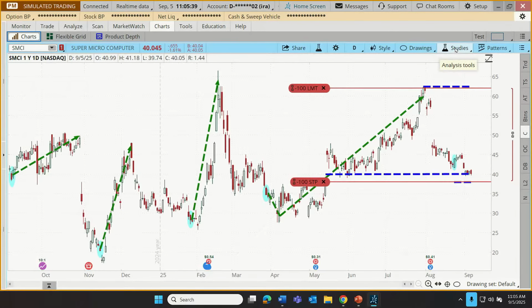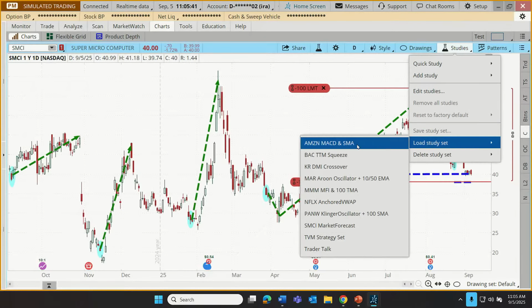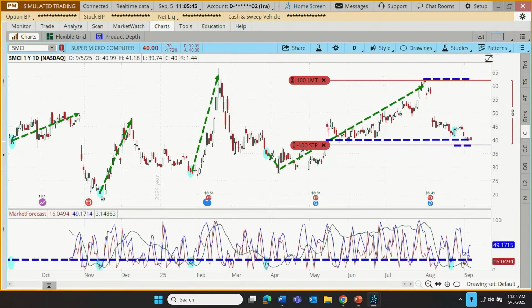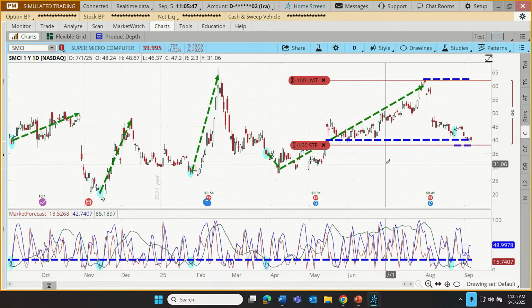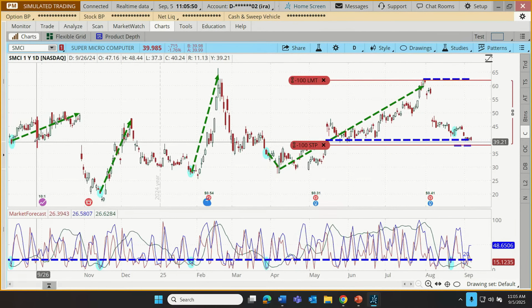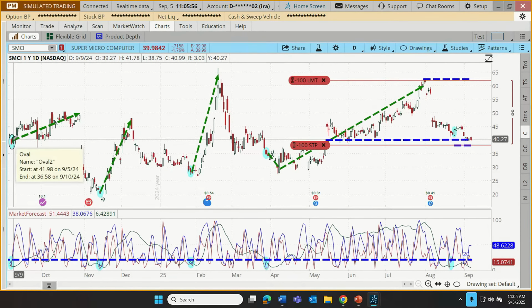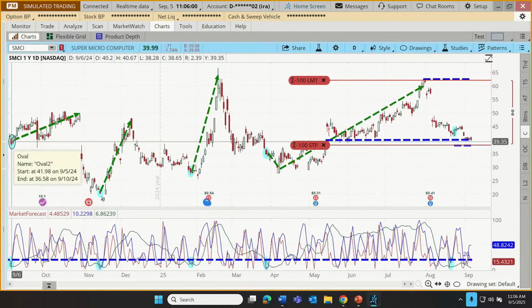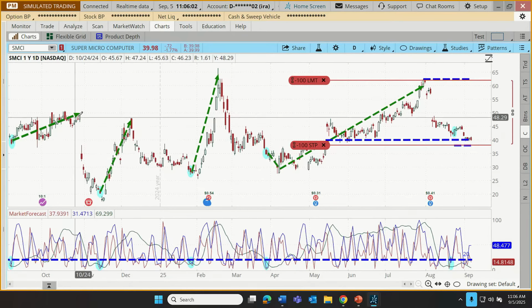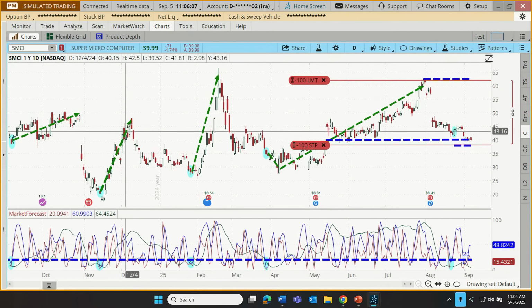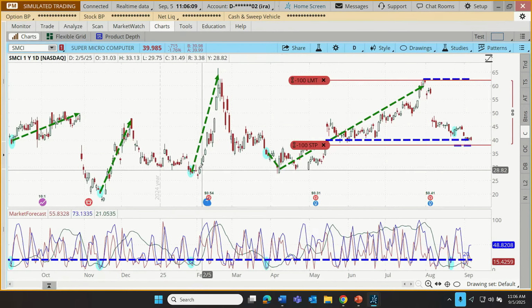Let's go up to our studies and load up the study set that we used to plan this trade, which was actually the market forecast tool. What we noted with this stock is it had a pretty good history when there was what's known as a market forecast cluster on this chart. It did a pretty good job, at least recently, historically, of indicating that the stock was about to go for a nice run to the upside. You can see that here, a cluster here preceded a nice run up here and here and here.